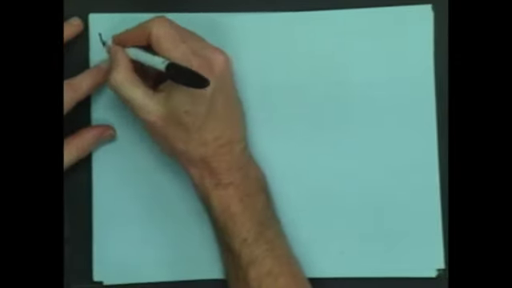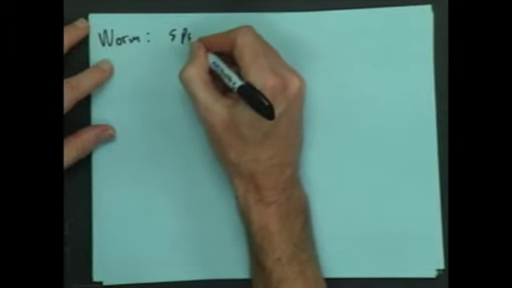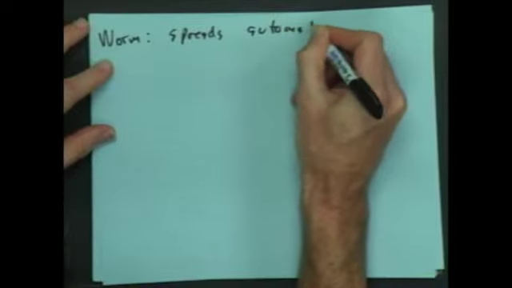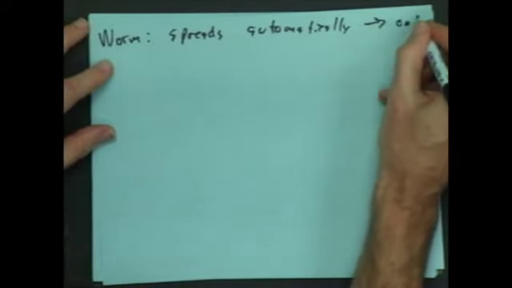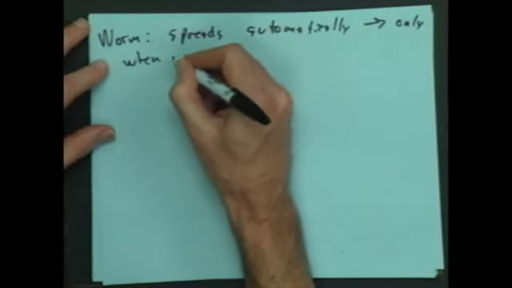All right, we've got antivirus. Next one up is a worm. Luckily, we haven't seen worms in a long time. A worm will spread automatically. Okay? This only works with open ports.